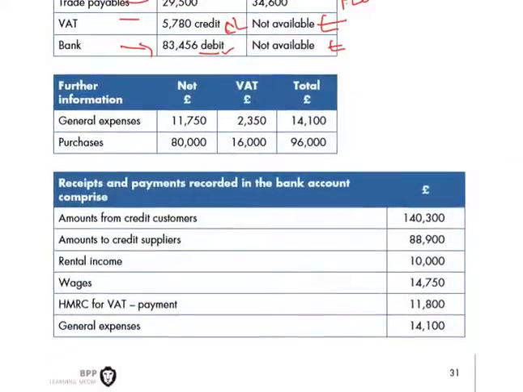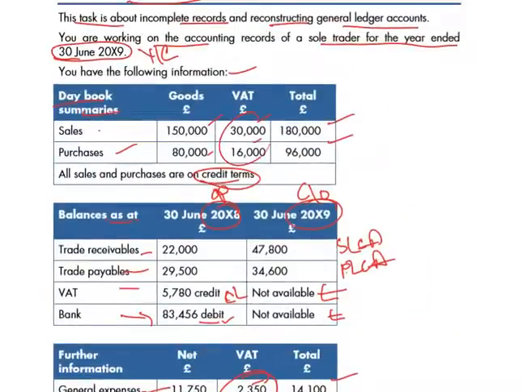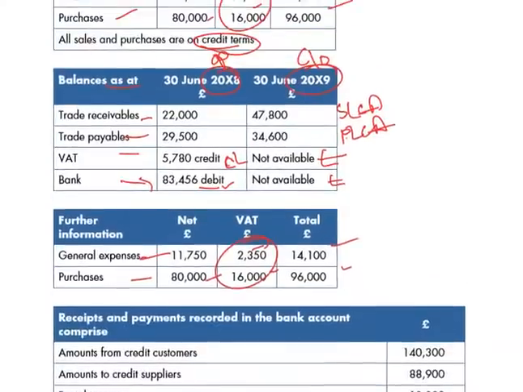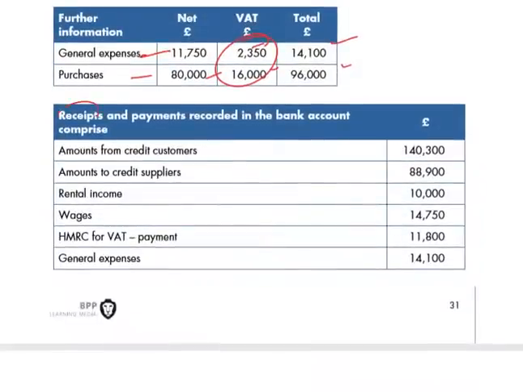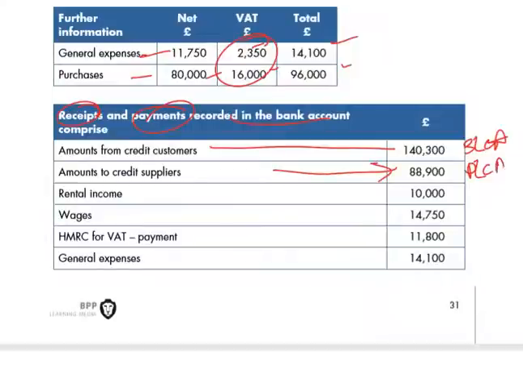Further information: general expenses, again net VAT total, and purchases net VAT total. See the VAT information, we need all this VAT information in the VAT account. Also we need receivables opening and closing. We need payables if there is any purchase ledger control account, but in this particular activity we have to deal with SLCA, so opening and closing we need. What else is given? Receipts and payments recorded. Receipts are more important here. This goes into SLCA, doesn't it? We received money from customers. Paid money to suppliers goes into PLCA.